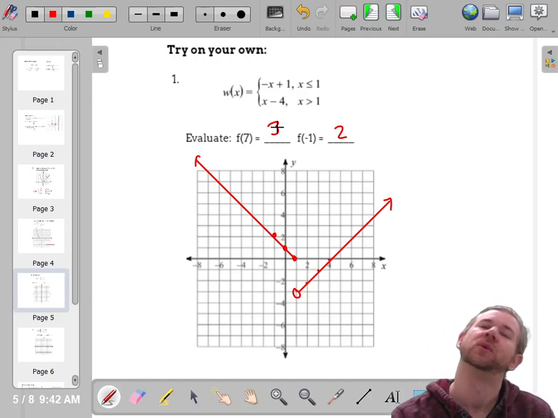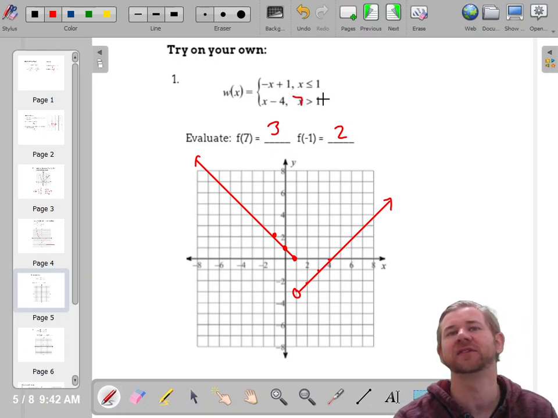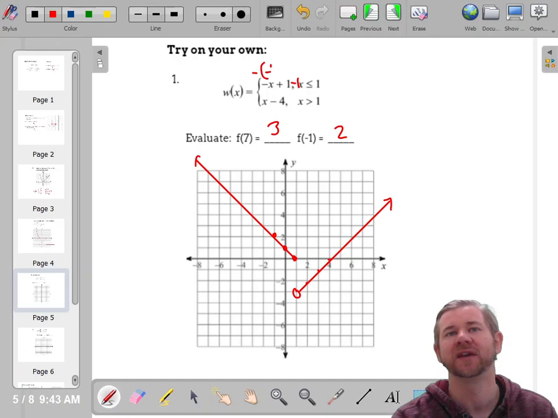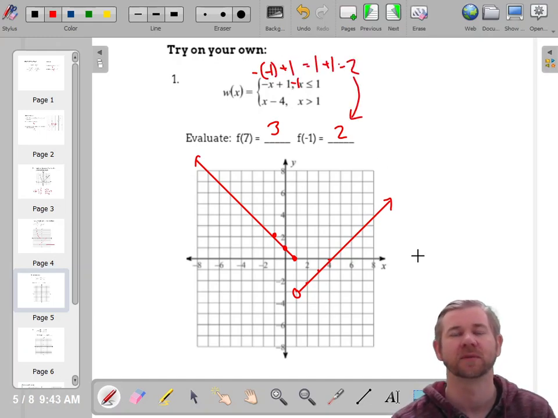If I were to do it algebraically, I would say since 7 is greater than 1, I plug in 7. 7 minus 4 gets you 3. And since -1 is less than 1, the opposite of -1 plus 1 is 1 plus 1 is 2. That's where this one comes from.